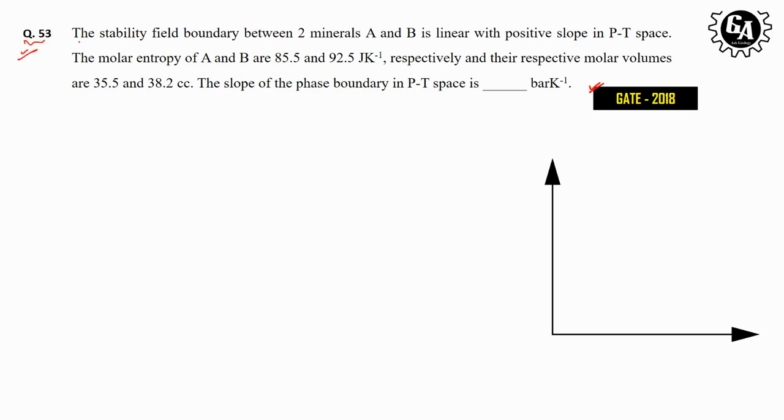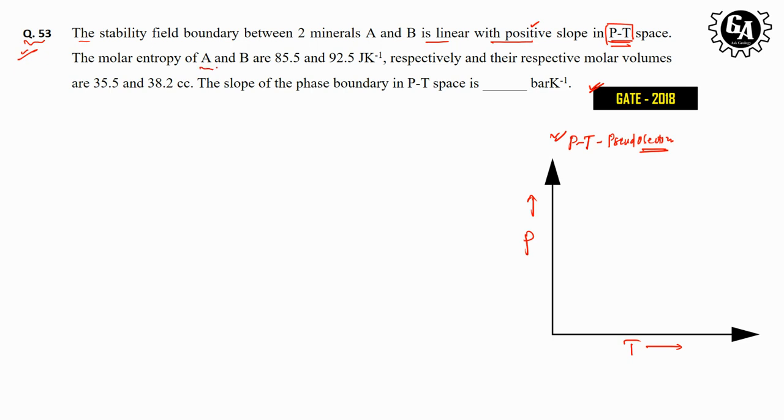The question is: the stability field boundary between two minerals A and B is linear with positive slope in PT space. If this is your P axis and this is your T axis, then the space in between is called your PT space, and we can also call it a PT pseudo section. Pressure and temperature are the two variables in a system.